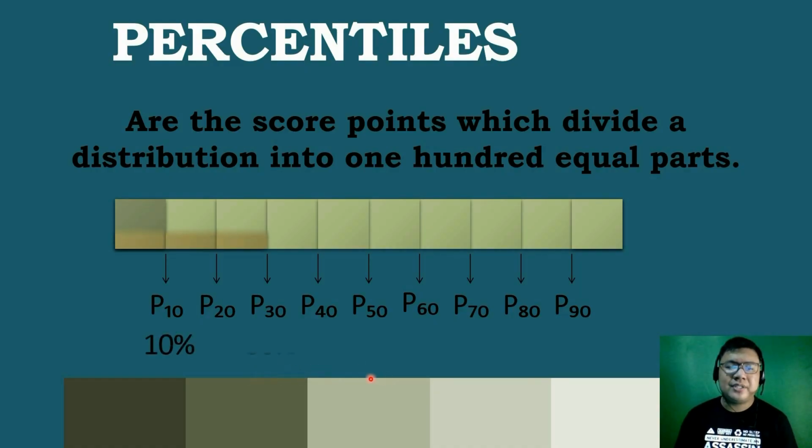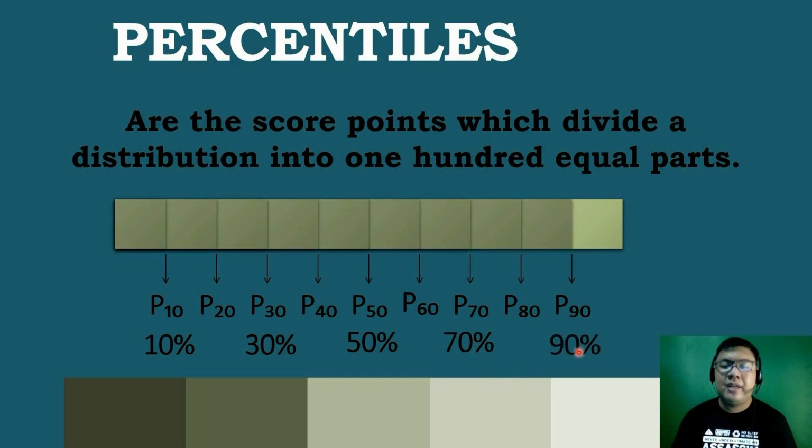And also in this example, we have P10, percentile 10 is equal to 10%, percentile 30 is equal to 30%, percentile 50 is equal to 50%, this one is 70%, and this one is 90%, and so on. So that is percentile, the score points which divide the data or distribution into 100 equal parts.